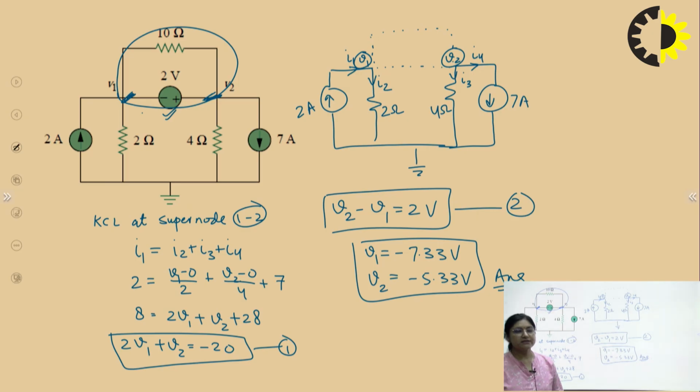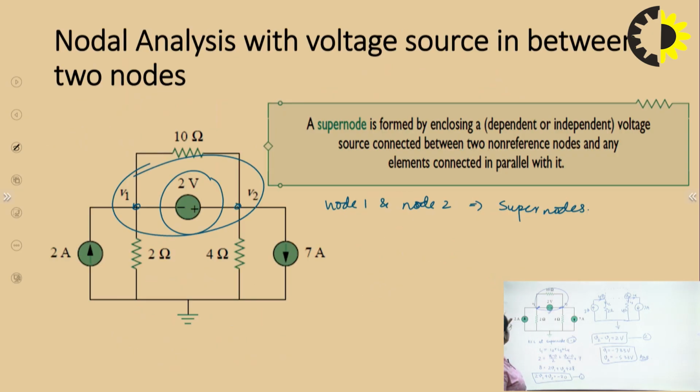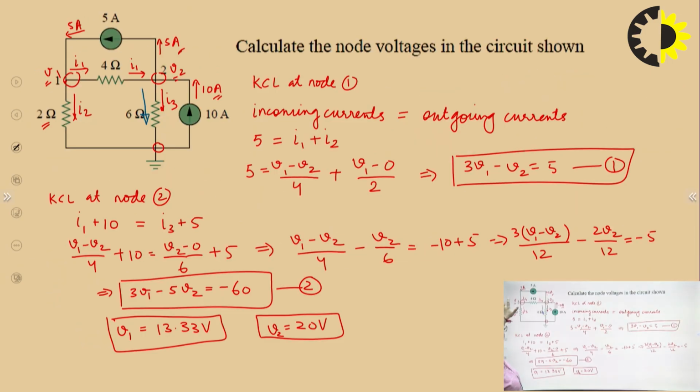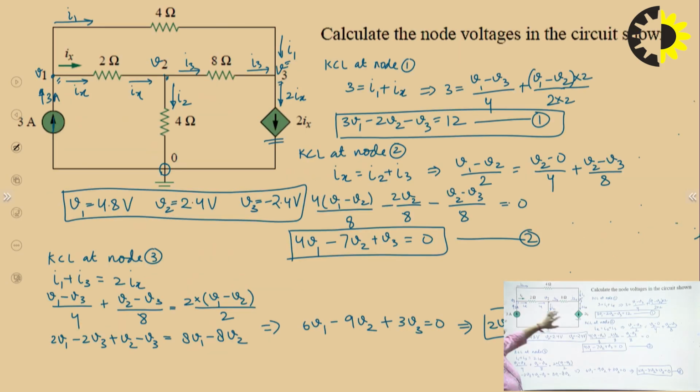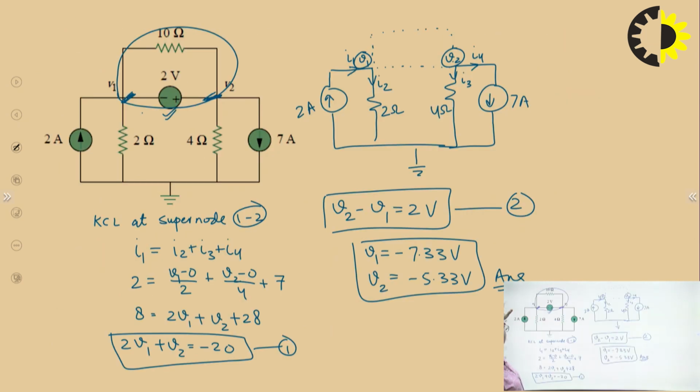So in the last, concluding this lecture, we have discussed two circuits. One was a simple circuit, consists of independent voltage current source, and the other circuit having a dependent current source, and the last circuit is consisting of a supernode.